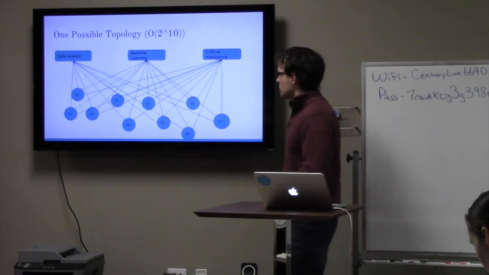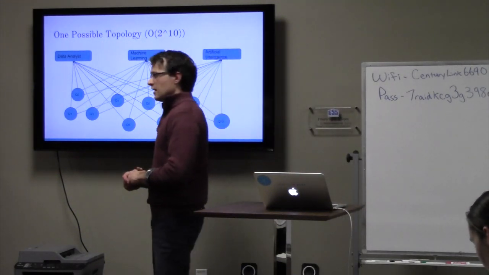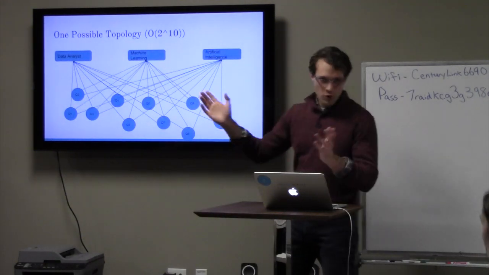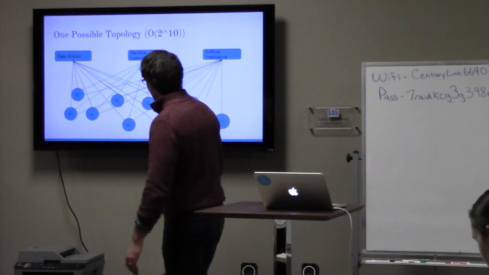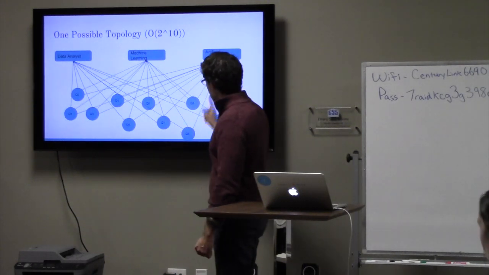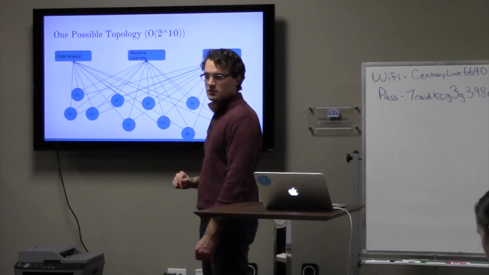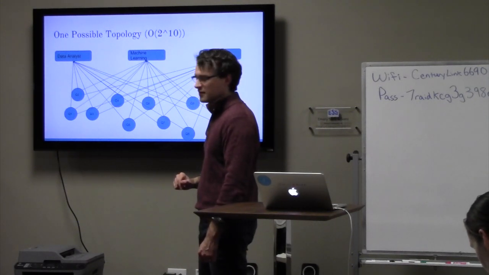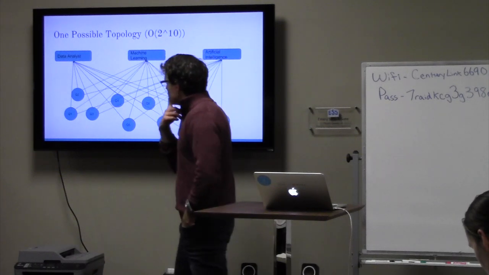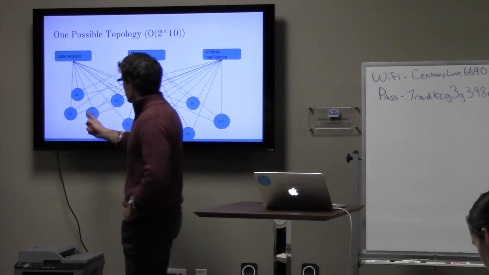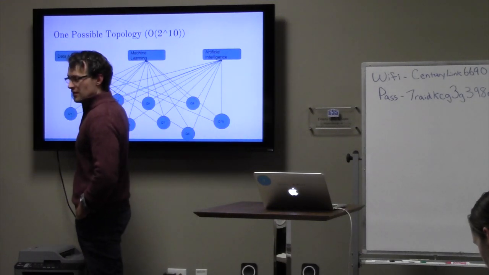One possible topology for this would be to draw a graph that looks like this, where you have all your questions. Remember, I only drew 10 here, but there are 200 of them, or 100, but many. And then you just draw an arc from each one of those questions to each one of the possible credential assignments.